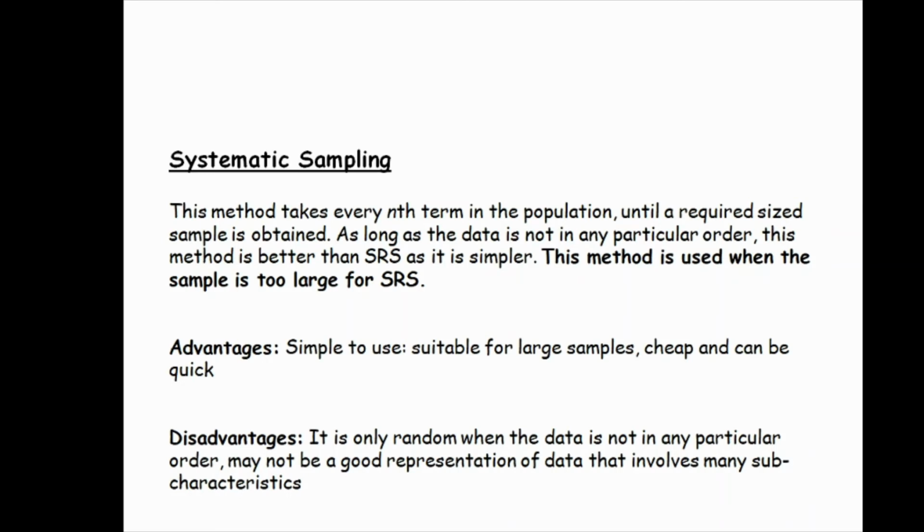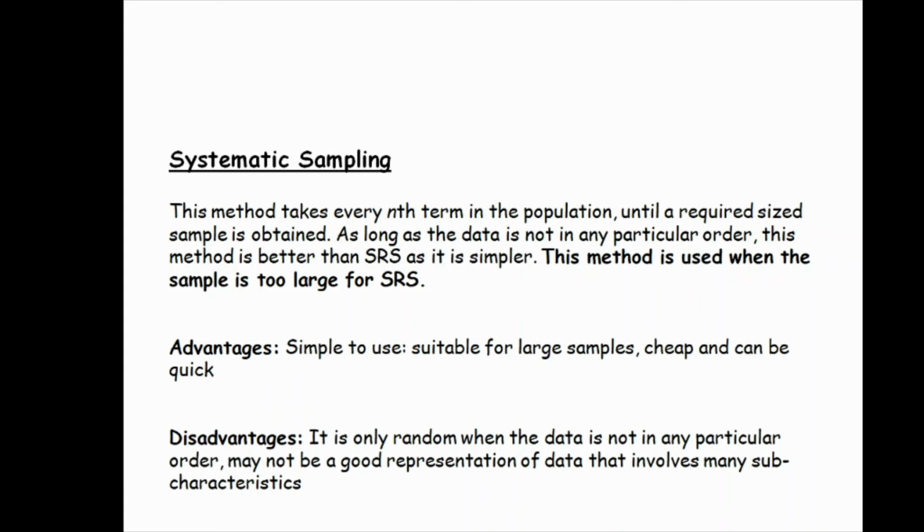Now another method of random sampling is what we call systematic sampling. So this method takes every nth term in a population until a required size of sample is obtained. As long as the data is not in any particular order, this method is better than simple random sampling as it is simpler. The method is used when the sample is too large for simple random sampling. The advantage of this method is it's simple to use, suitable for large groups, cheap, and can be quick. The disadvantage is that it's only random when the data is not in a particular order. It might not be a good representation of the data that involves many subgroups, very similar to simple random sampling.